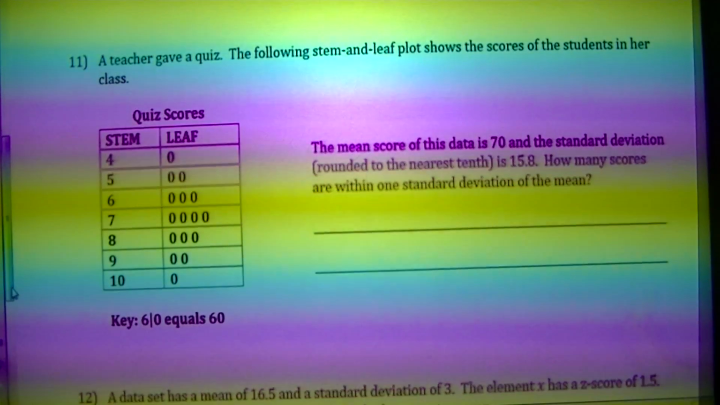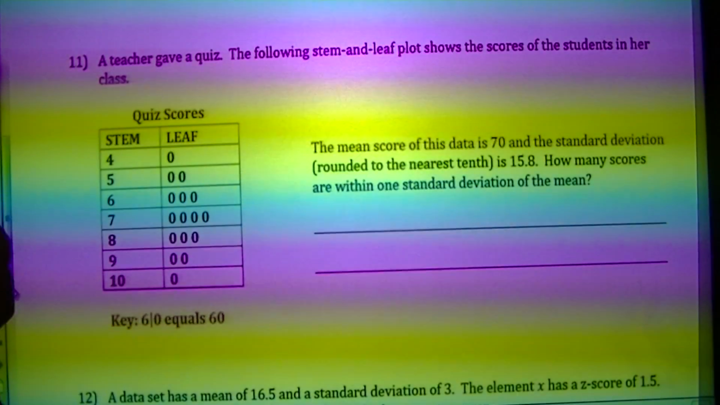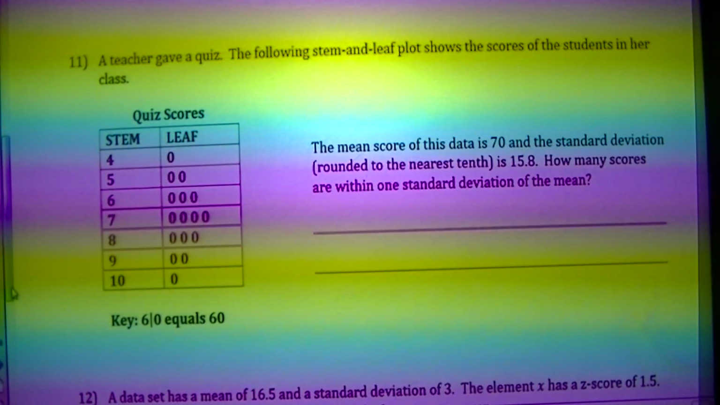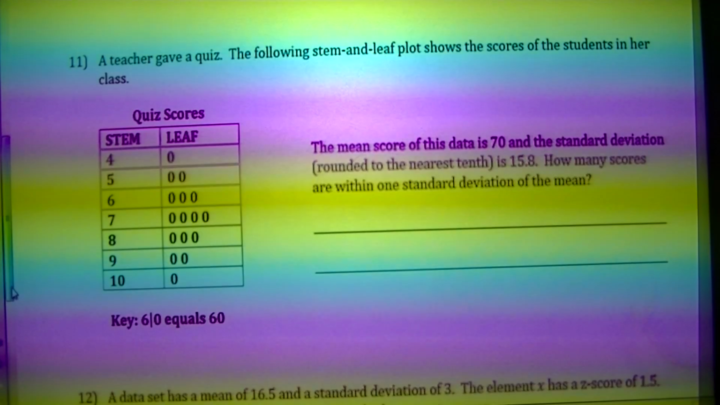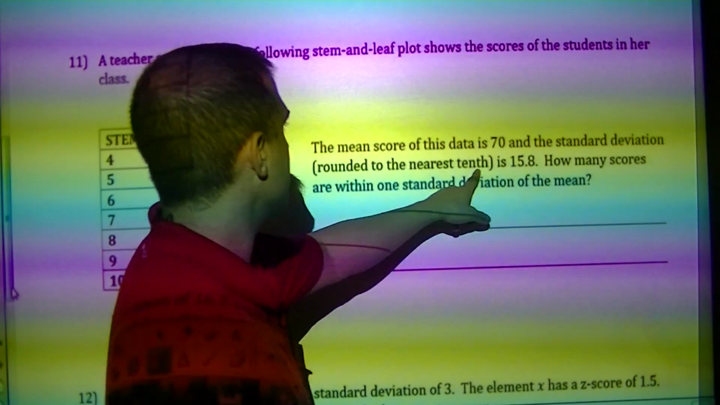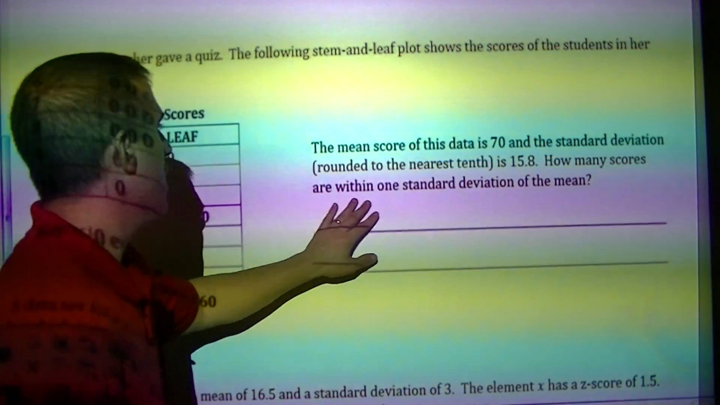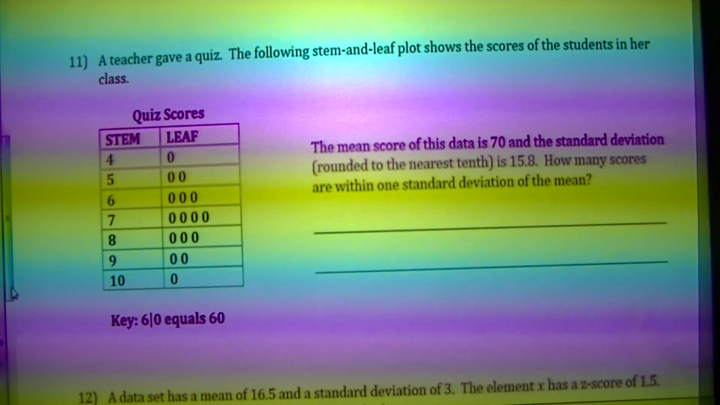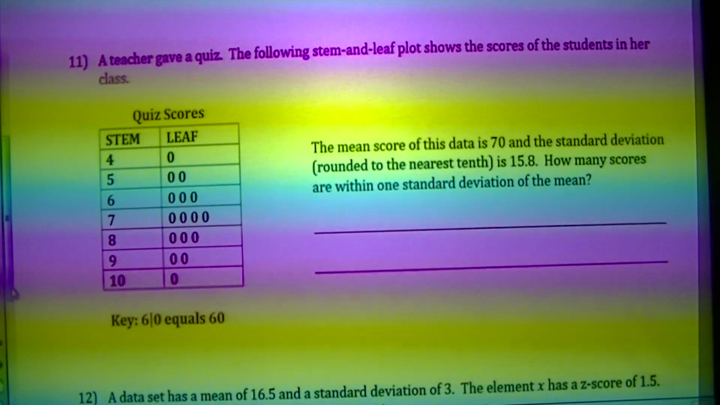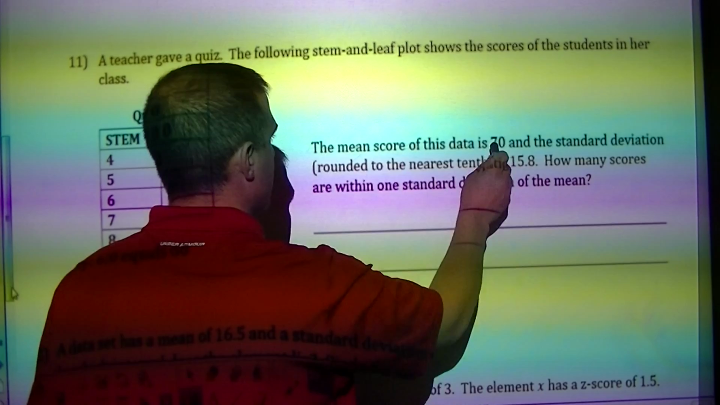A teacher gave a quiz. The following stem and leaf plot shows the scores. The mean score is 70, and the standard deviation is 15.8. How many scores are within one standard deviation away? Here's how you do that.